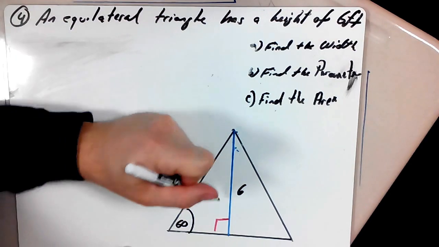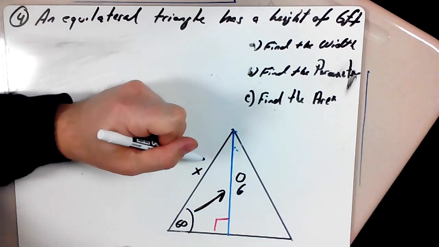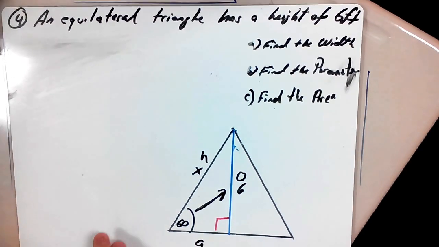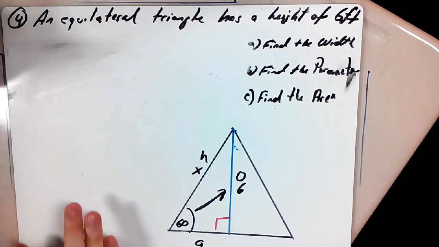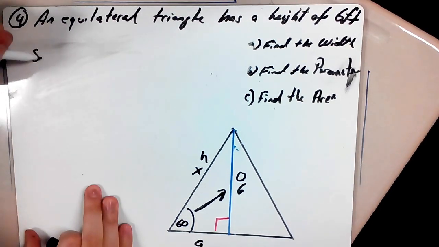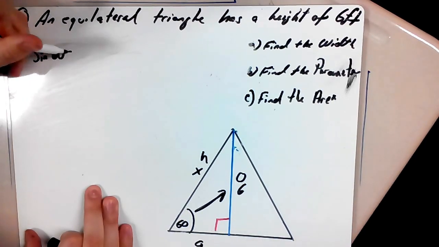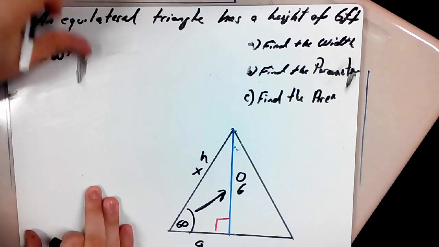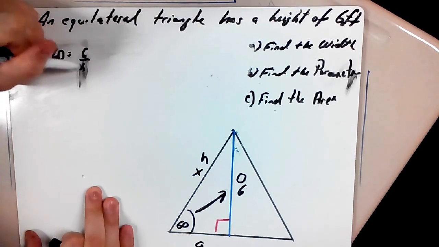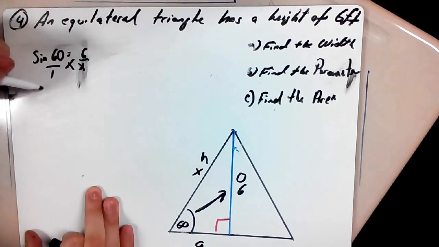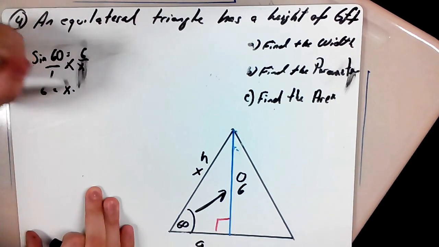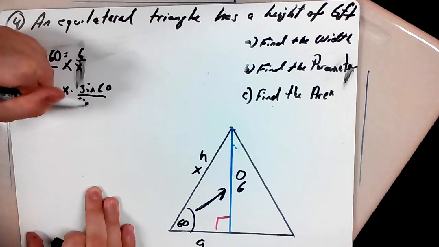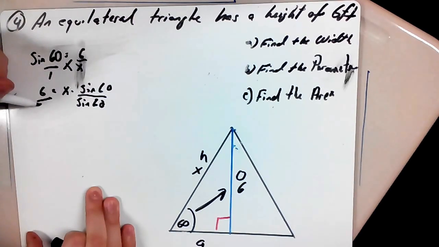So what I'm going to do is use regular trig that we know to solve this problem. So we're going to use sine 60 equals 6 over x. Then I'm going to cross multiply and get 6 equals x times sine 60, divide by sine 60.